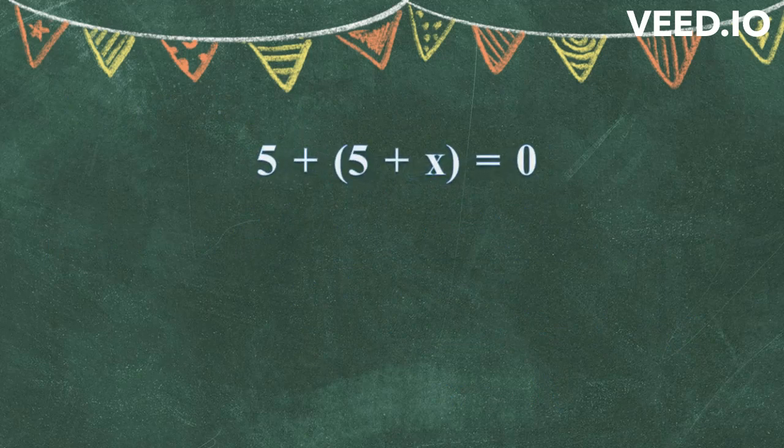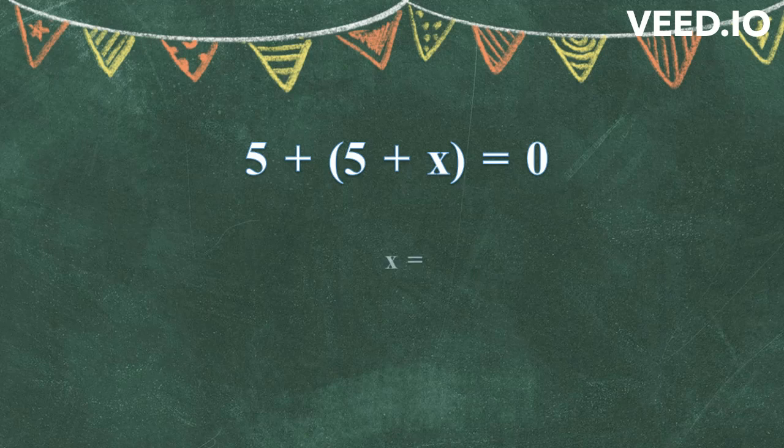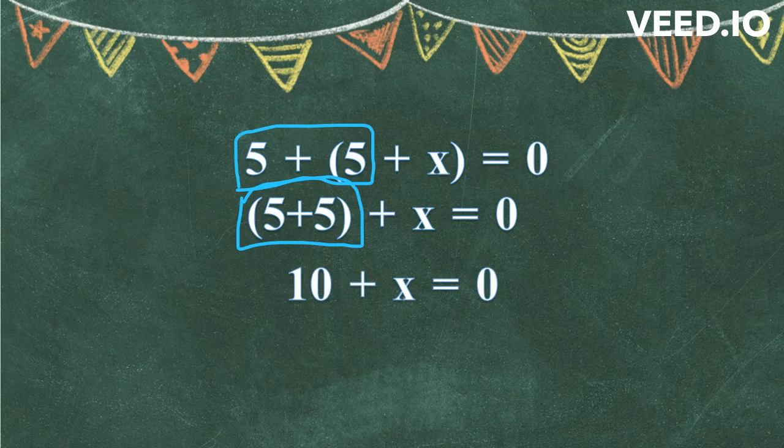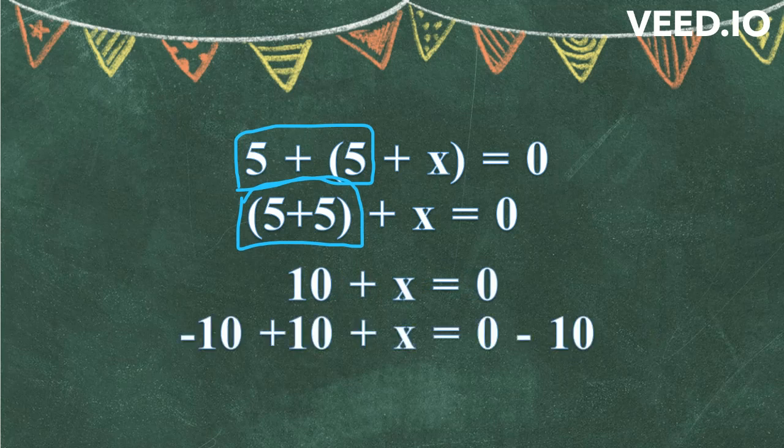Now we have (5 + x) + 5 = 0. Now x equals, we have 5 plus 5 we can group together. It makes 10 + x = 0, which means x is minus 10. So we are changing the grouping of the terms.